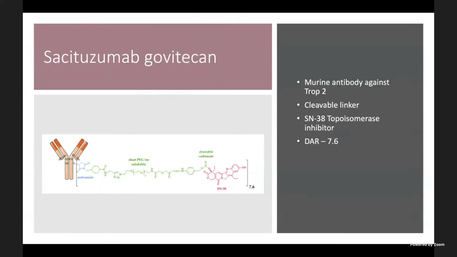Coming to the third one, this is sacituzumab govitecan. It's a murine antibody.